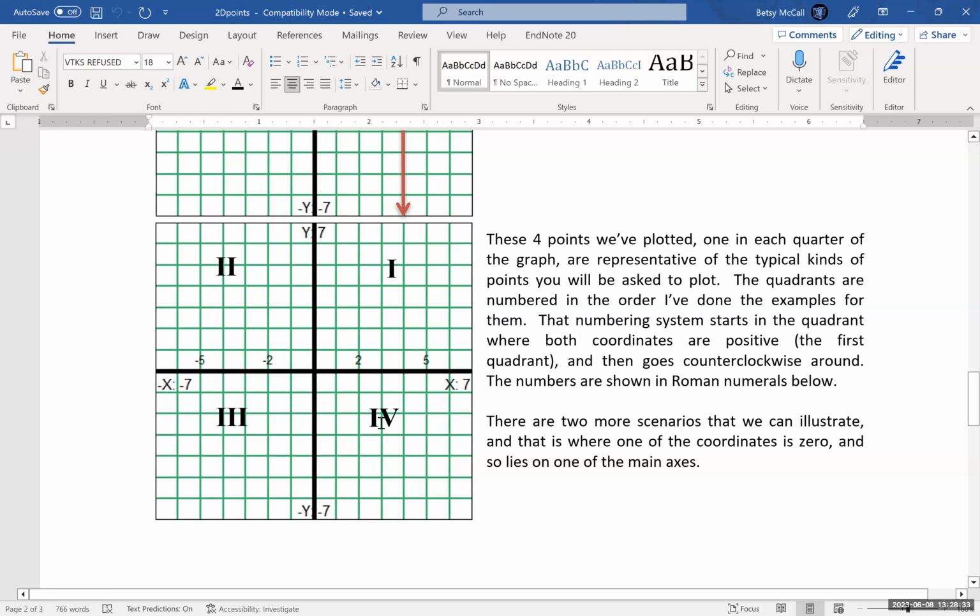Now, if you're on the axes, you're technically not in any of the quadrants because these are defined in terms of positive and negative. And if one of the components is 0, then it's not defined. If one of the coordinates is 0, you're on the axes. And so if you go 0 in the Y direction, you're on the X axis. If you go 0 in the X direction, then you're on the Y axis. And again, we would just specify that those are on the axis and not in a quadrant.